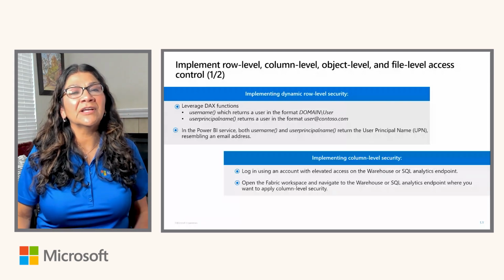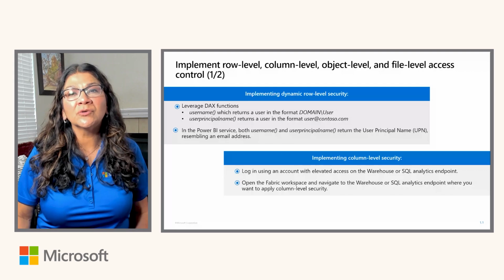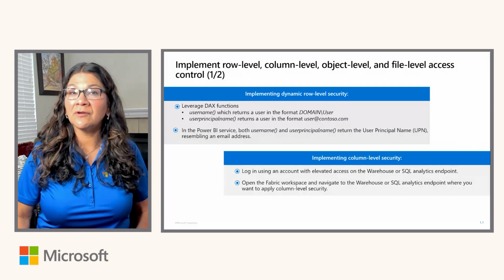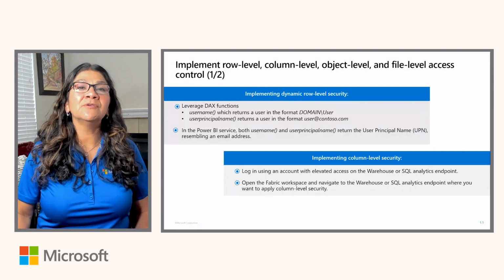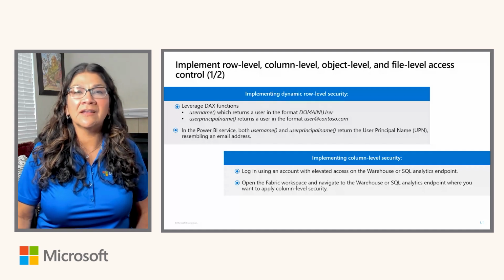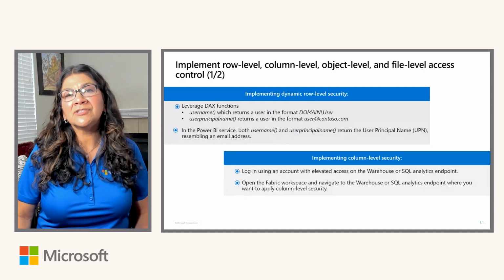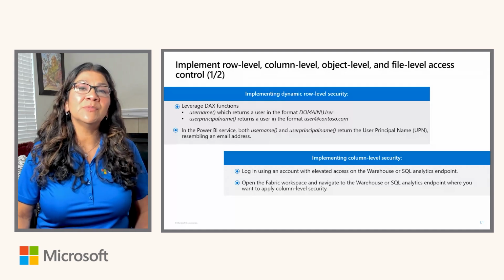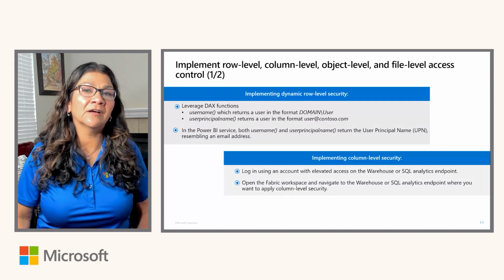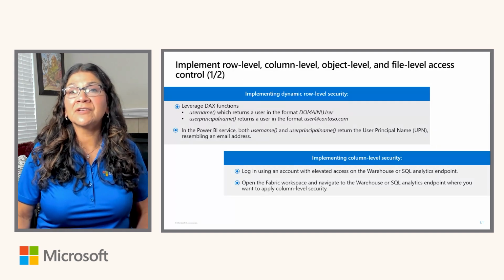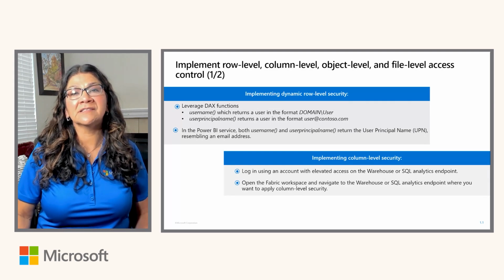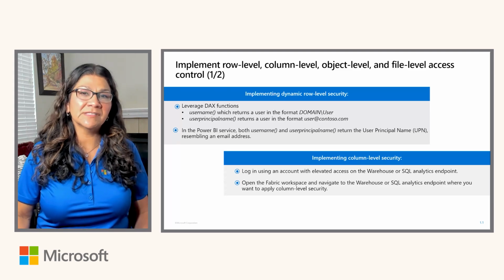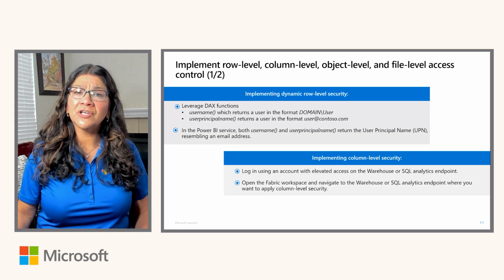Column level security, or CLS, allows you to control access to columns in a table based on the T-SQL grant permission statement. You can implement column-level security on a Fabric warehouse, or you can even do it on a SQL Analytics endpoint in the Fabric Lakehouse. You need to be a member of the contributor role or higher on the workspace, or you need to have control permissions on the warehouse or on the SQL Analytics endpoint in the Lakehouse in order to implement CLS. Note the steps shown here.